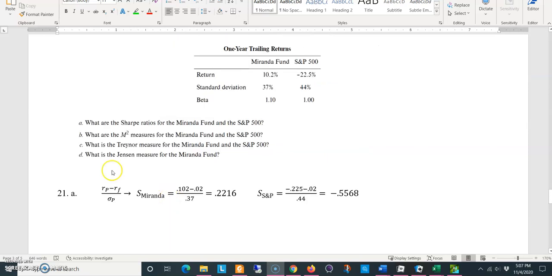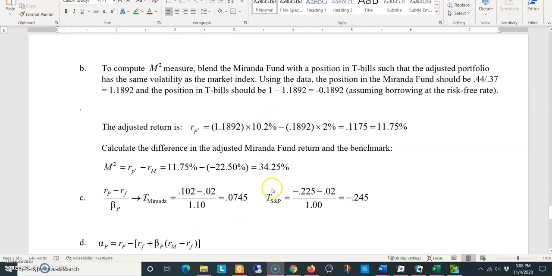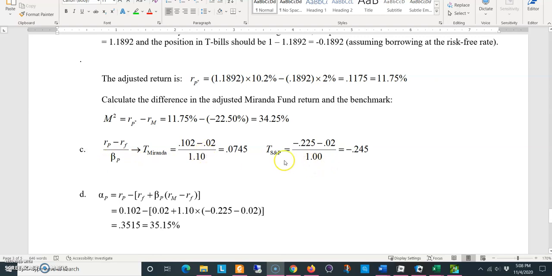Part C asks us to calculate the Treynor measure. The only difference is I'm going to keep the same numerator, but then I'll divide by my beta, and the beta is given to be 1.1 for the fund, and 1 for the market index, which we know. So just plug in the numbers and you can calculate the Treynor ratio.